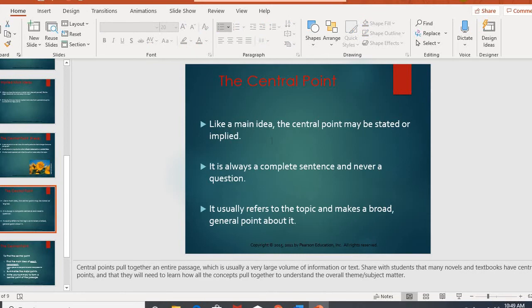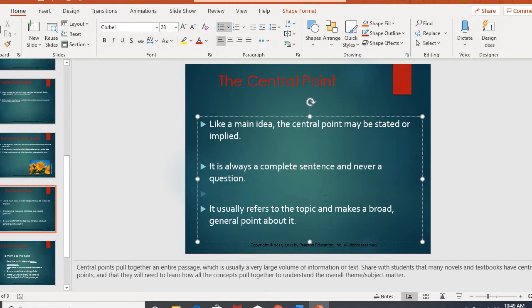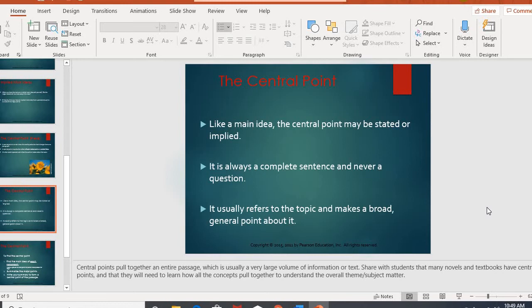You still have to be aware of the fact that it can be stated or implied, just like a main idea. It's always a complete sentence, not a question, not a fragment, just like main ideas. And you still define the topic. Who or what is this article about? And what's the most general thing it's focusing on?